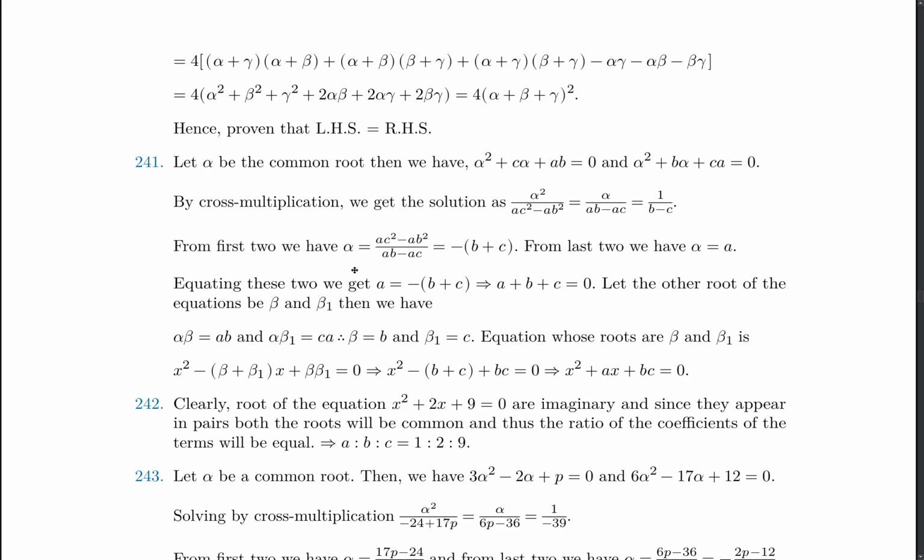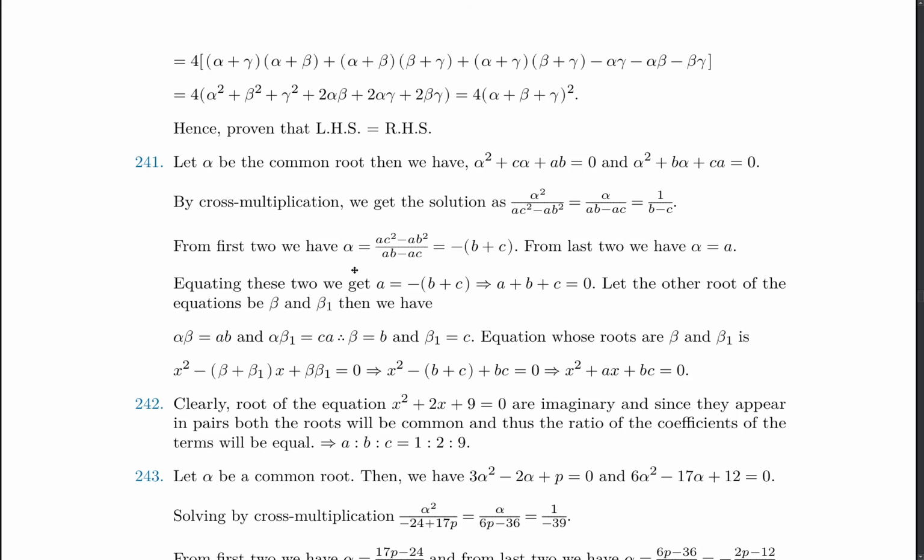Now we let the other roots of the equations be beta and beta 1. Then alpha beta will be ab and alpha beta 1 will be ca. So we put alpha is equal to a, we get beta is equal to b and beta 1 is equal to c. Once we have that, we find the equation whose roots are beta and beta 1, and the equation would be x square minus beta plus beta 1 into x plus beta beta 1 is equal to 0. That is x square minus b plus c into x plus bc is equal to 0. Again, we put b plus c is equal to minus a. We get the equation as x square plus ax plus bc is equal to 0.